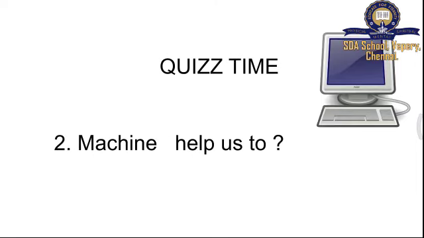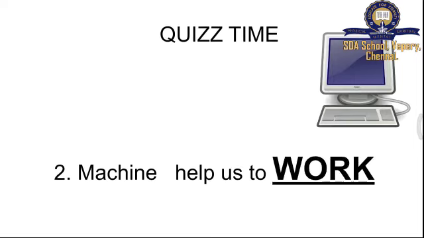Next, our second question is, machines help us to do what? What are we doing with the machine? Machines help us to do our work easily and quickly. That's what the answer is here, to work. Machines help us to do our work.